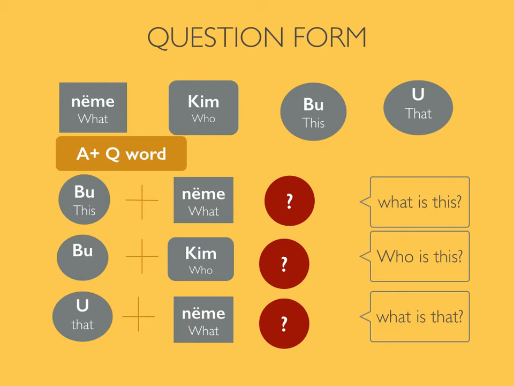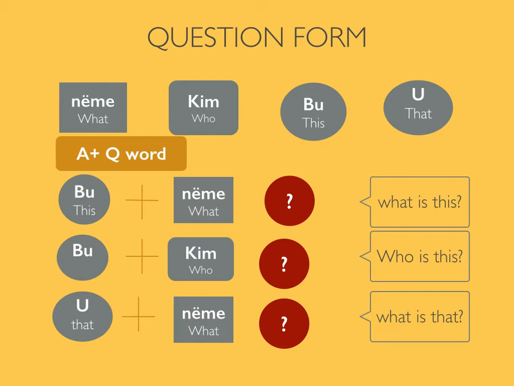So if you say this who question, it's like who's this? You don't need supporting verbs. You just have to put them together. This and what, and that and who, or that and what, like u nima, what is that? U nima, what is that? Bu kim, who's this? Bu nima, what is this?